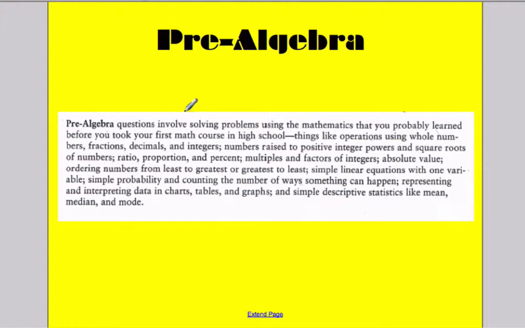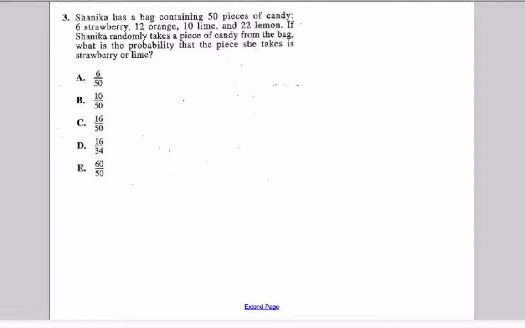The following problems will include an easy, a medium, and a hard problem. The first problem we'll look at is number 3, which would be considered an easy problem. Shanika has a bag containing 50 pieces of candy: 6 strawberry, 12 orange, 10 lime, and 22 lemon. If Shanika randomly takes a piece of candy from the bag, what is the probability that the piece she takes is strawberry or lime? So really what we're interested in is the fact that they're strawberry or lime.